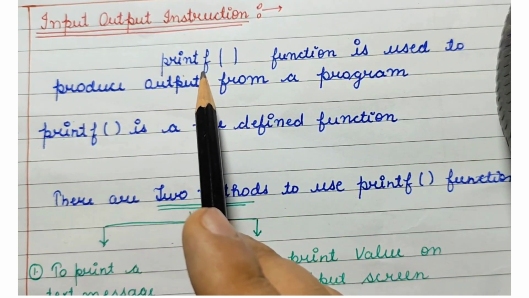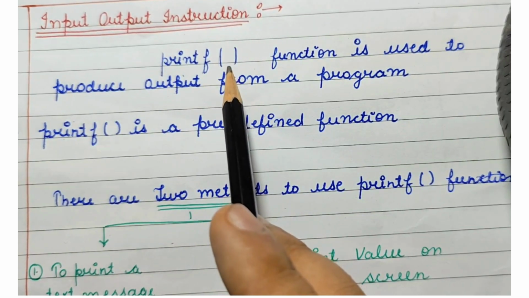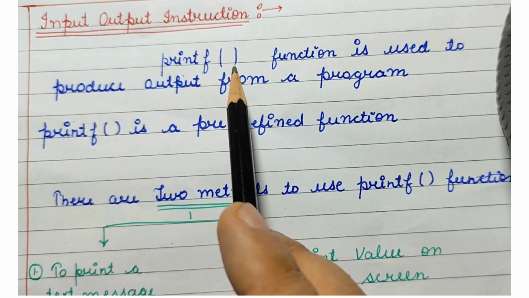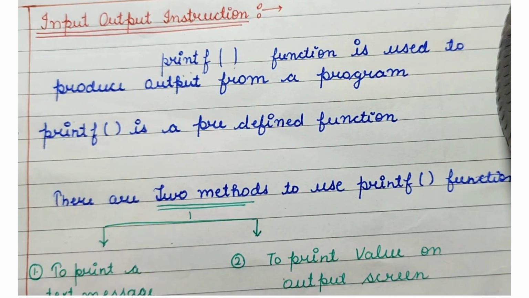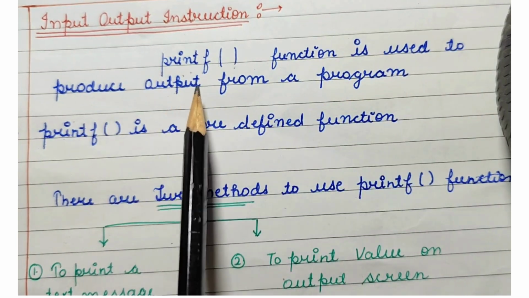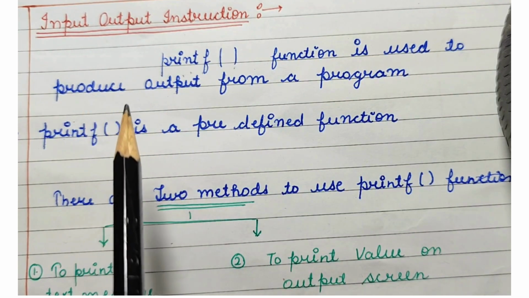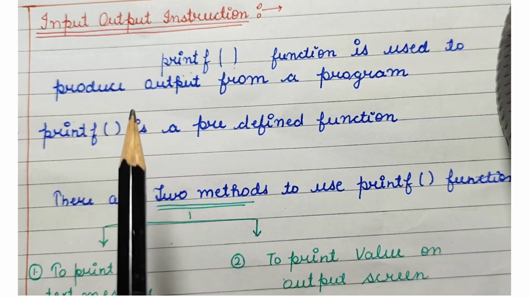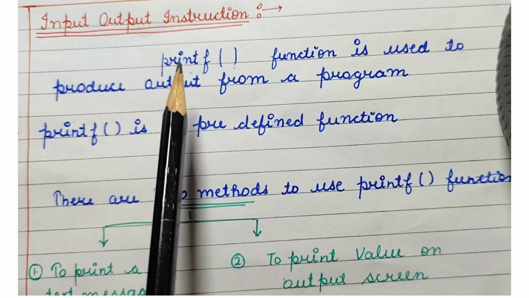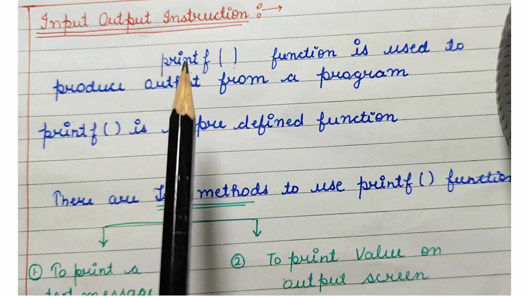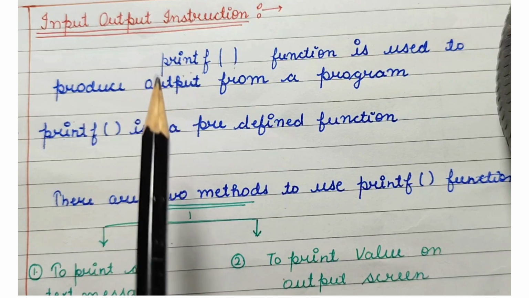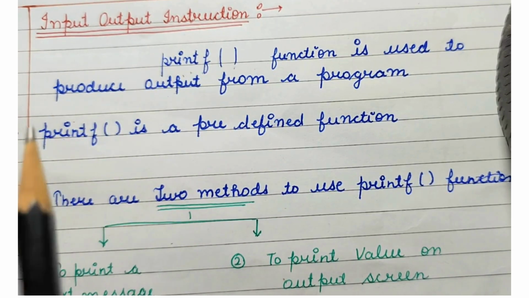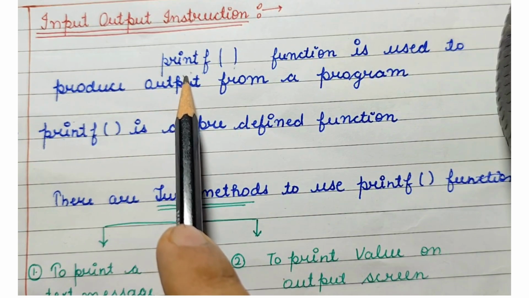Now printf is a function because of this round bracket, because these round brackets identify that printf is a function, and printf is a predefined function. This function is not created by me and not created by you people. So this one is a predefined function, meaning this function is already made, and we have to use this function for displaying the output. Now we discuss how to use this printf function.